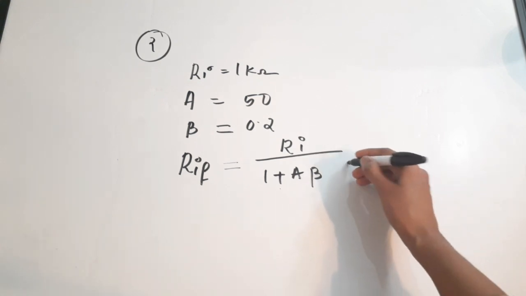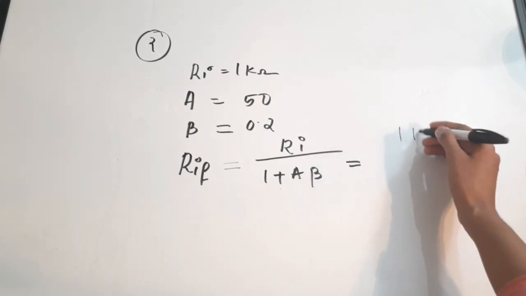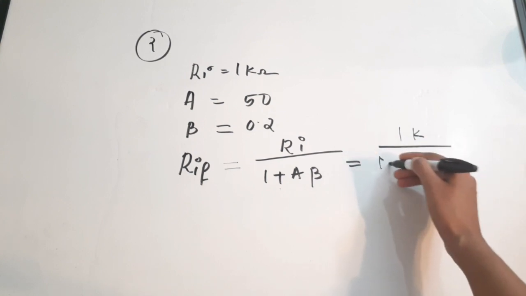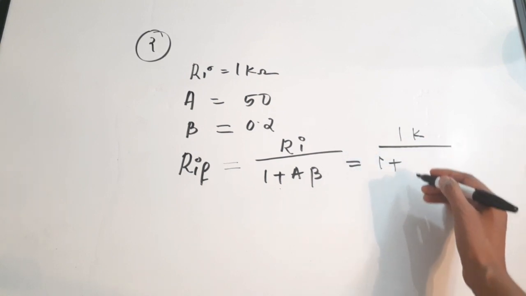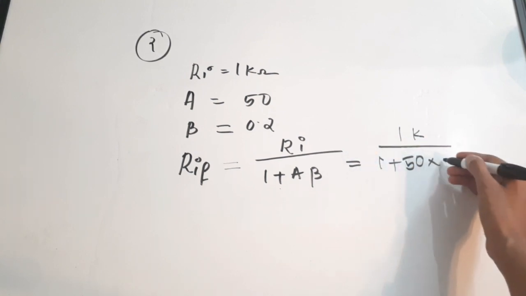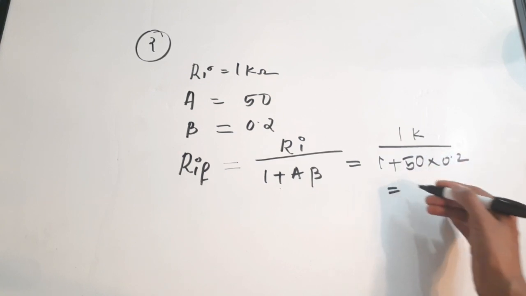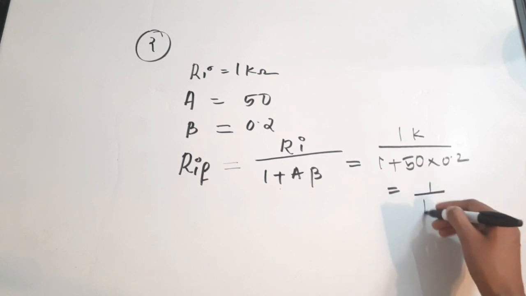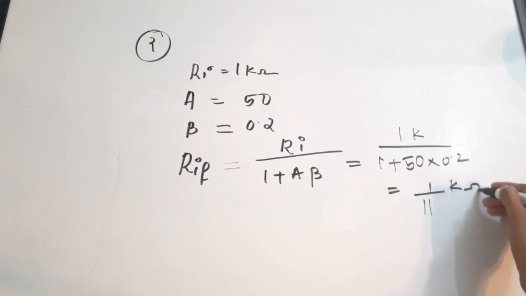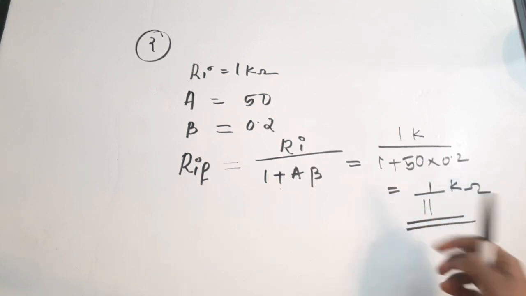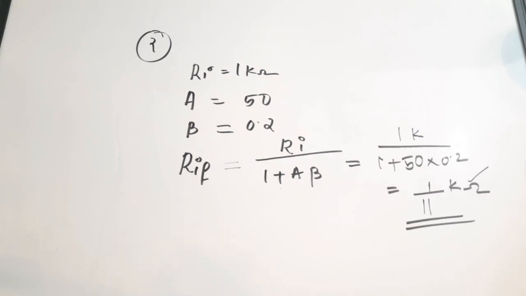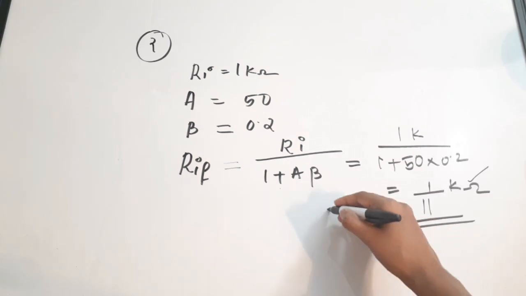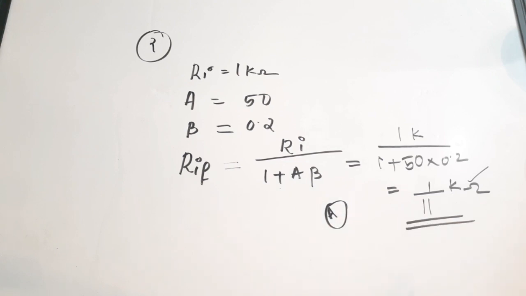Now we just need to apply the values here. 1 kilo ohm divided by 1 plus A, which is 50, times beta, which is 0.2. The answer we obtain here is 1 by 11 kilo ohms. The correct option is option A. From the given options, option A is 1 by 11 kilo ohms.